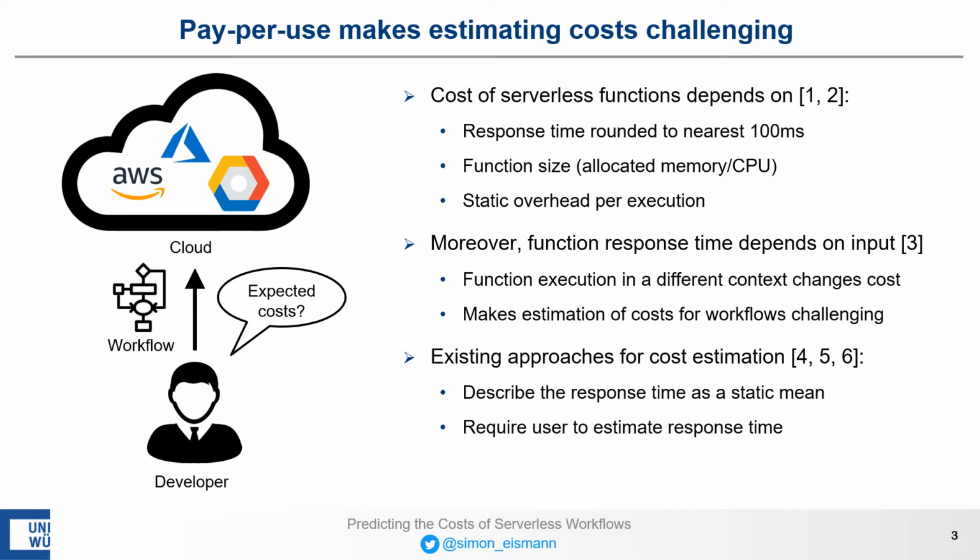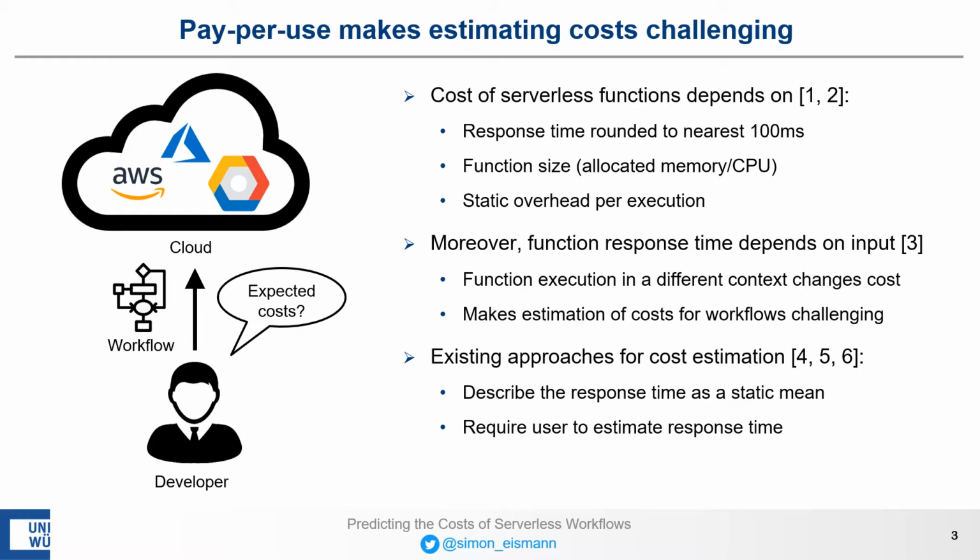If we imagine we have a developer that wants to build a workflow, but before he does this, he wants to know how much it would cost to run this workflow. And estimating this is fairly challenging. In general, the cost of a serverless function is calculated from its response time, rounded up to the nearest 100 milliseconds, the size of the function, so the allocated memory or CPU, as well as a static overhead for each execution. Additionally, the response time and therefore the cost of a function depends on its input.